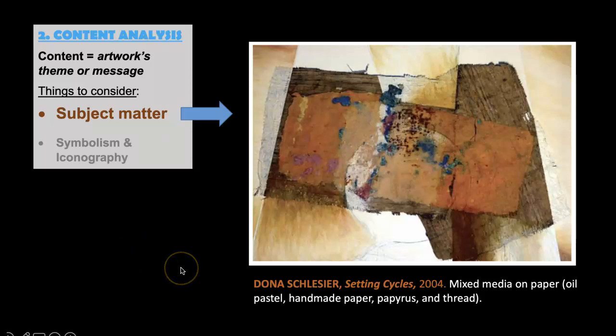Let's move on to content analysis. So content addresses the artwork's theme or message, and things to consider in that regard include subject matter. We will also talk about symbolism and iconography, but let's get into subject matter first with a mixed media artwork by Donna Schlesier. It's called Setting Cycles from 2004, made up of oil pastels, handmade paper, papyrus, and thread.